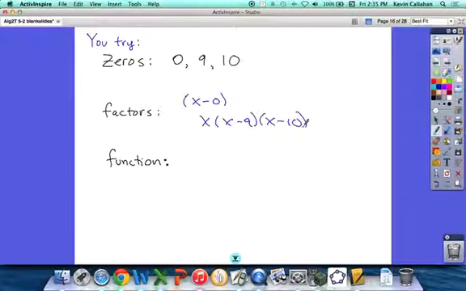But that brings up a really important point, because we miss this one all the time, that when you have a factor of x, that means the 0 is 0. Okay, we miss that one all the time. Okay, so now the function is y equals x times x minus 9 times x minus 10.